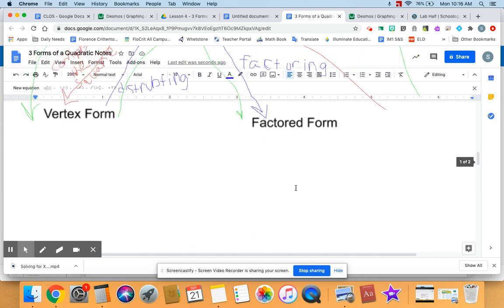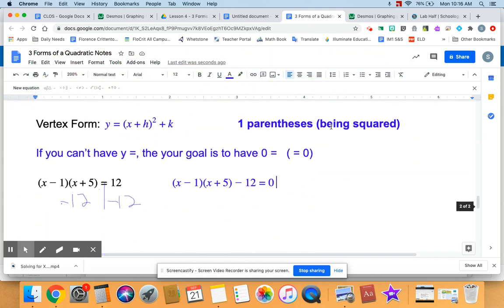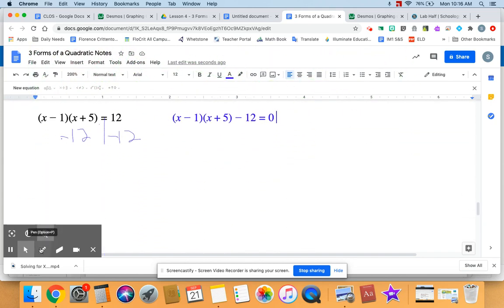So I'm going to show you. Remember I told you up here you already knew how to do that from factored form to standard? It's this red distributing one. Let me remind you about distributing. When you have a parentheses being multiplied to another parentheses, the rule is that everything in this parenthesis has to multiply to everything in this parenthesis. And there's two methods to do it.